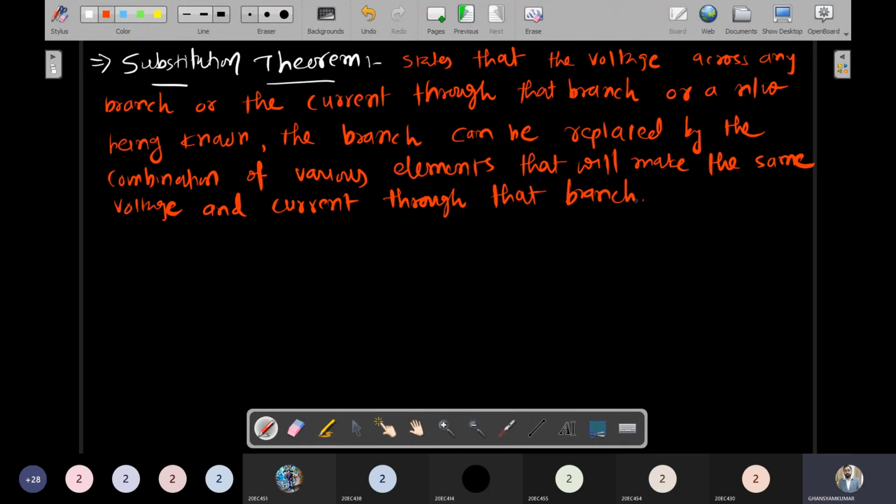So here what it is exactly said means, suppose we are considering one network where we'll take one branch, such a branch wherein the voltage drop across that branch or current flowing through that branch, we can replace that branch using various elements, and after replacing the elements the voltage drop or the current through that branch should not be changed.